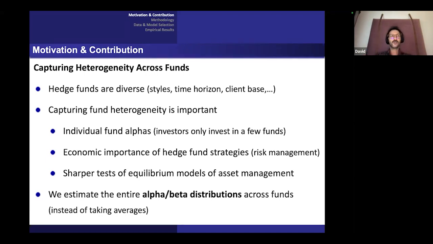Now, this heterogeneity on the beta side is also important because it tells us something about the exposure of a fund. So from a risk management viewpoint, it's important to know exactly what the betas are, so the exposure to some of the trading strategies for each fund. And on the theory side, this decomposition helps sharpen the testing of equilibrium models in asset management. So here, the goal of the paper is to come up with a methodology to get a sense of the entire alpha and beta distribution across funds instead of looking simply at an average.